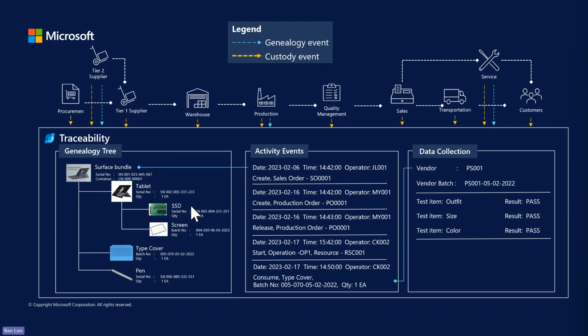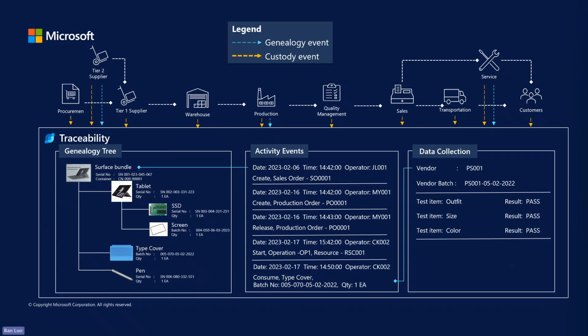The second information we collected is the one in yellow. We call it the custody event. This is mapped to the second block, the activity event. Each activity event is attached to one of the genealogy nodes to reflect the supply chain activities, such as sales and manufacturing operations. So in this example, you can monitor the order creation and release and the consumption of a specific raw material. Here you can see when the type cover was consumed, by which operator, and at which time.